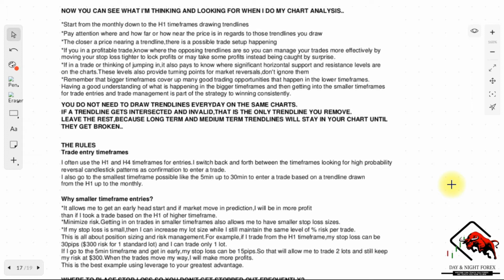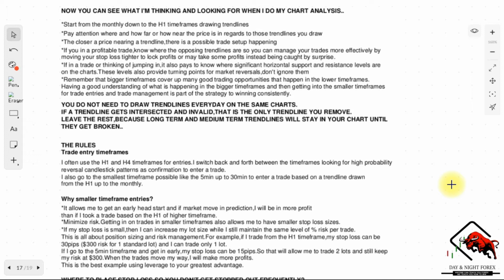You do not need to draw trend lines every day on the same charts. If a trend line gets intersected and is invalid, that is the only trend line that you remove. The rest you can leave, because long-term and medium-term trend lines will stay on your chart until they get broken, until they're invalid.